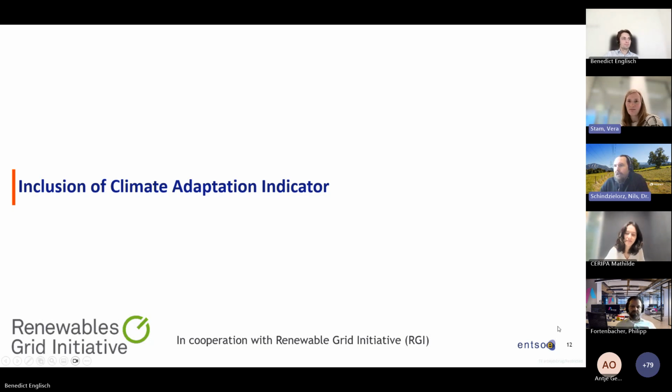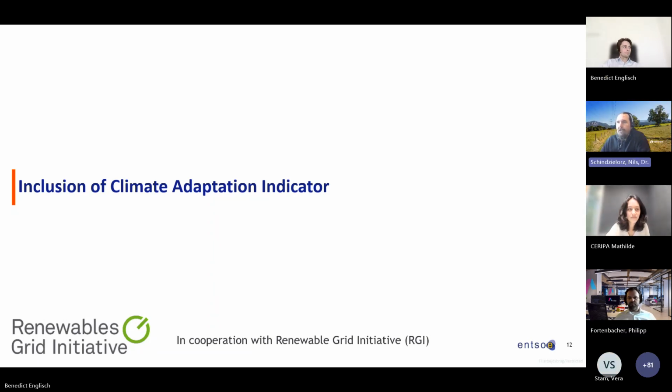Hello, and thank you all for joining this meeting and showing interest in the development of the indicators and the implementation guideline in general. I would like to show you a brief overview about the inclusion of the climate adaptation measures, which I have to say we were strongly supported in by the Renewables Grid Initiative, in short the RGI, which developed this indicator together with us and helped us hold specific workshops for the public as well, inviting all the required and interested parties to develop such an indicator.